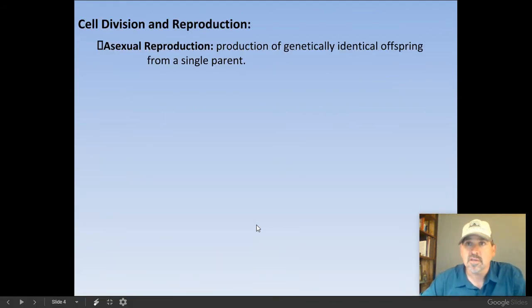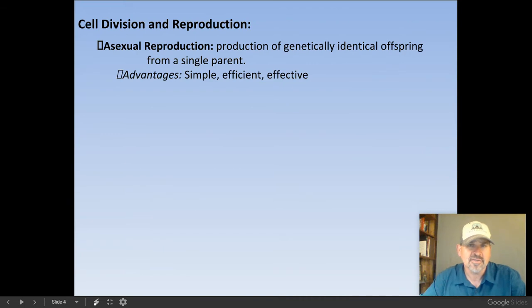All right, so cell division and reproduction. We have 2 forms of reproduction. So asexual reproduction, the prefix A in this case is meaning without. So this is production of genetically identical offspring from a single parent. This is effectively making a clone. Now, there are advantages to asexual reproduction. It is simple, it is efficient, it is really effective.